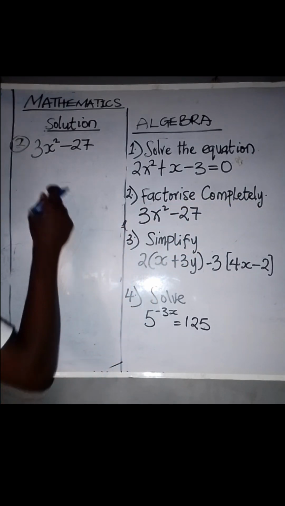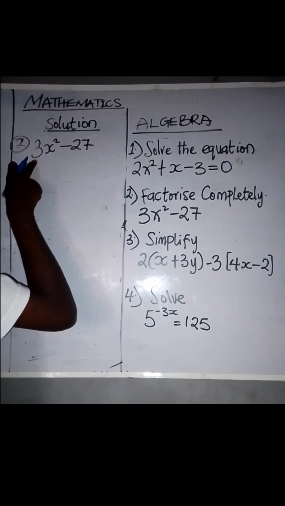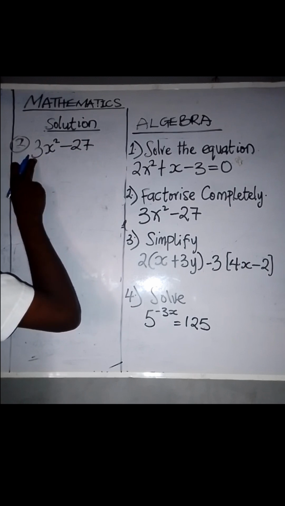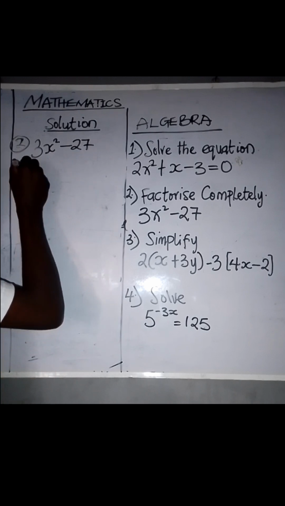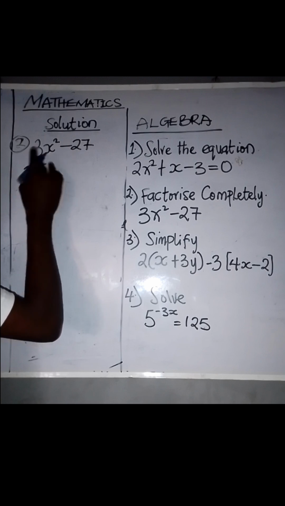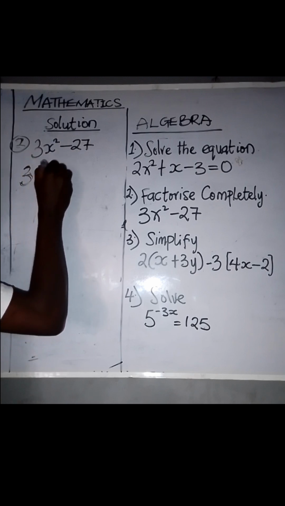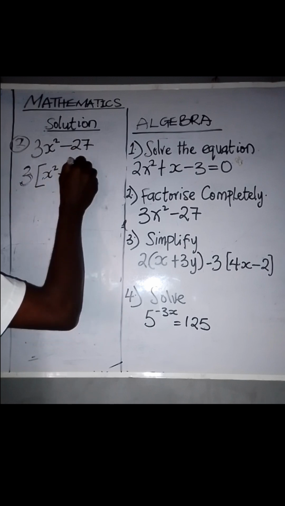It's very simple. I'll look at the numbers. What is common to both numbers here? I can get 3 from here. The highest factor here is 3, and the highest factor here is also 3. So I'll bring my 3 and open a bracket. If 3 goes into this, I'm left with x squared here. Then minus, if 3 goes into this part, I'm left with 9.